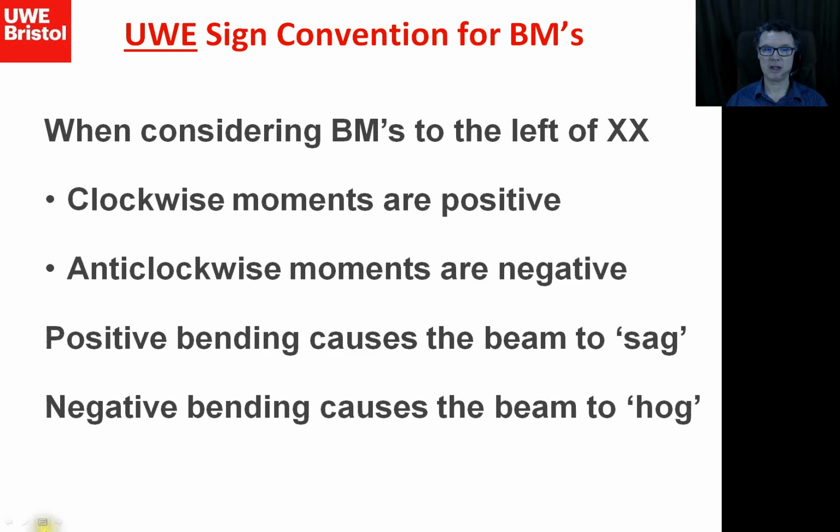This results in the fact that if I get an M graph that is positive, that part of the beam should be in a state that it wants to be sagging, whereas if we have negative values, then that part of the beam is in a state where it wants to be hogging.